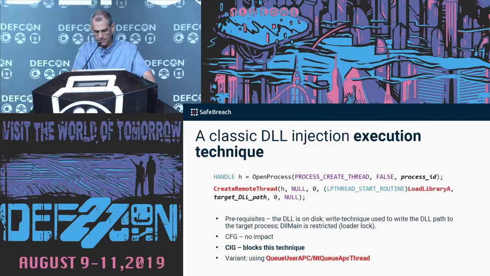And please note that DllMain, which the loader executes in such a case, is restricted by the loader lock. CIG, however, blocks this technique, so it no longer works if CIG is turned on in the target process. And I just mentioned that a variant of this technique can use QueueUserAPC or NtQueueApcThread instead of CreateRemoteThread.